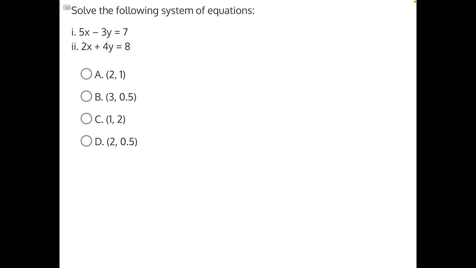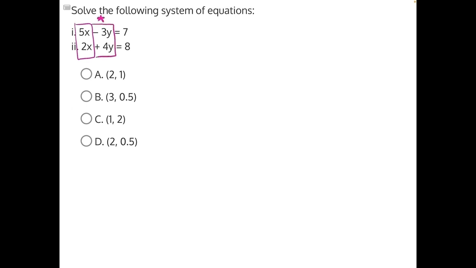To solve the following system of equations, we're going to need to either use the elimination method or the substitution method. And in this case, the elimination method is a bit faster, so let's do it that way first. When doing the elimination method, you want the coefficients of either your x variable or your y variable to have the same coefficient but opposite signs.